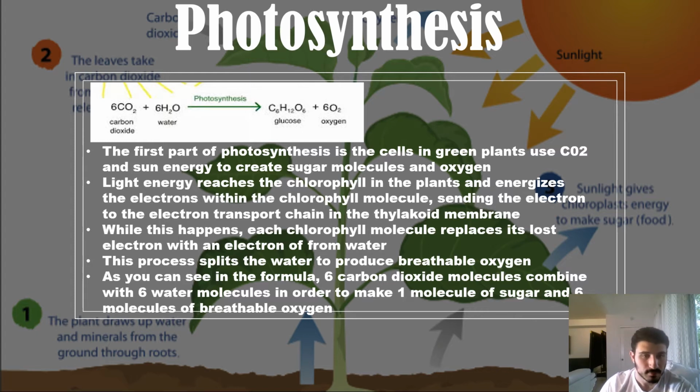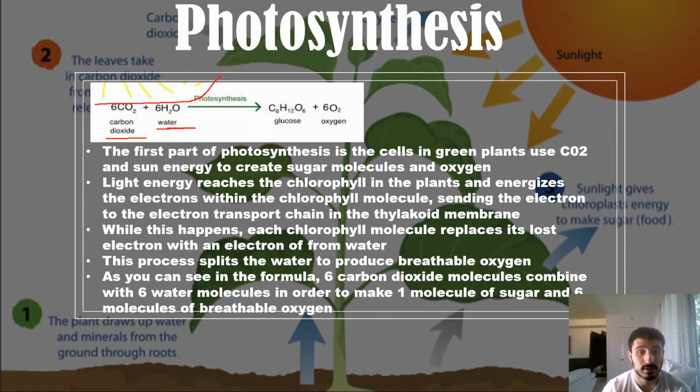But photosynthesis is basically the main part of creating oxygen for humans and other animals that have lungs to breathe. The first part of photosynthesis actually starts with sunlight, like I said, carbon dioxide, and water, as I mentioned before. This happens in green plants, and they use carbon dioxide and sun energy to create sugar molecules and oxygen.